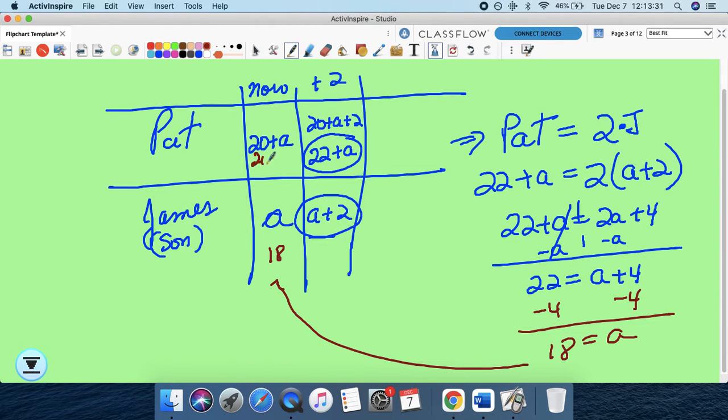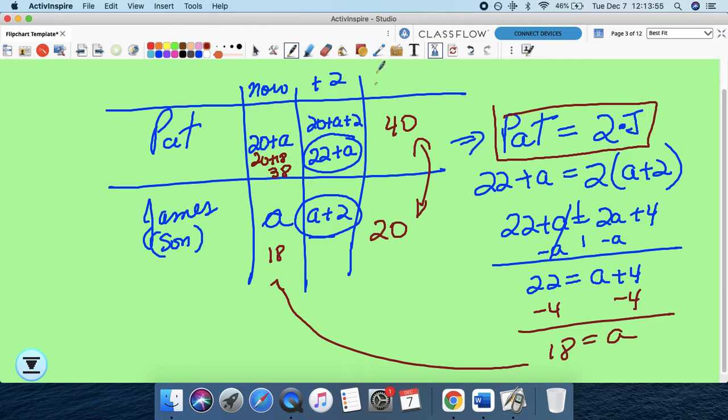Pat is 20 plus 18, which makes her or him 38 years old. In 2 years, if Pat is 38 right now, if you substitute that in, we'll make Pat 40. James, who's 18 right now, in 2 years, he's going to be 20. Now look at what we had before. It said that Pat is twice as old as James. And look, in 2 years, that is exactly what's going to happen.